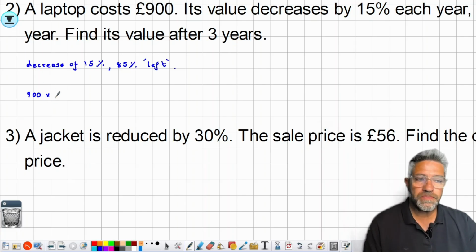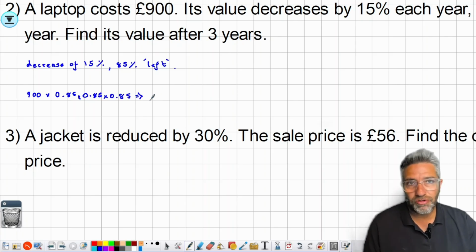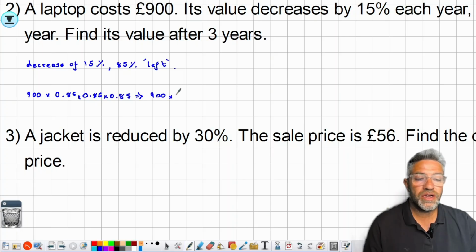So my starting value times, on this occasion, because it's a decrease, it will be 0.85. How many years? Just rereading the question, 3 years again. So times 0.85 times 0.85 times 0.85. But I am going to write this correctly. I say correctly in the shorthand fashion. This would give you the right answer, of course. So I should write 900 times 0.85 and again to the power 3.